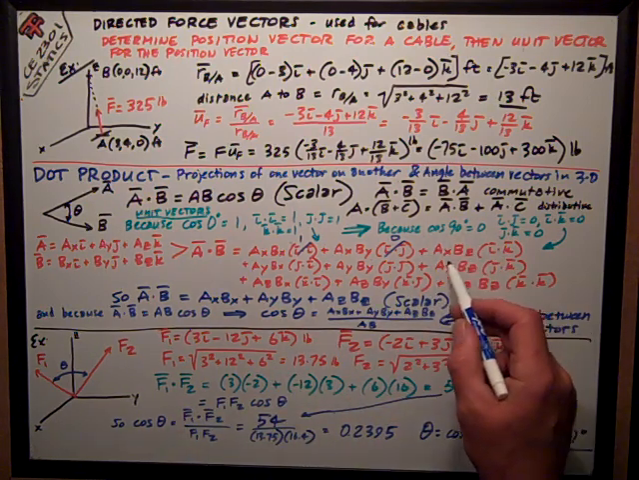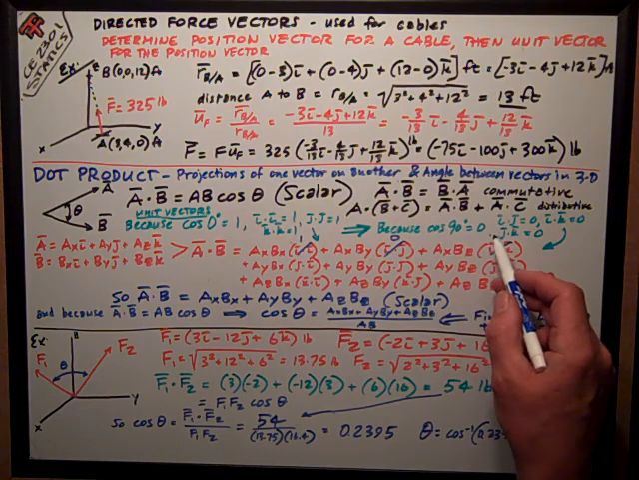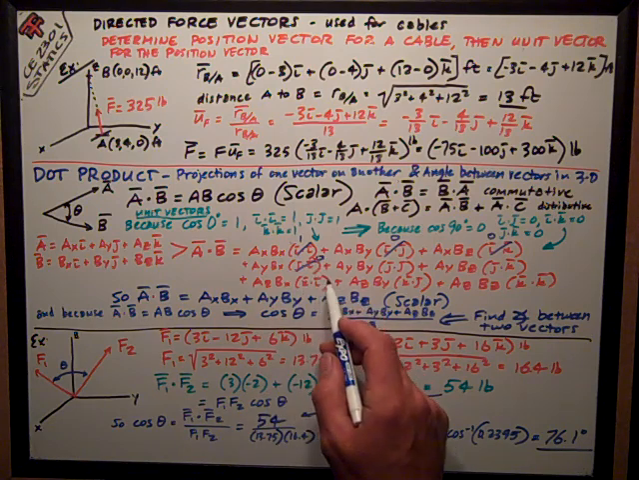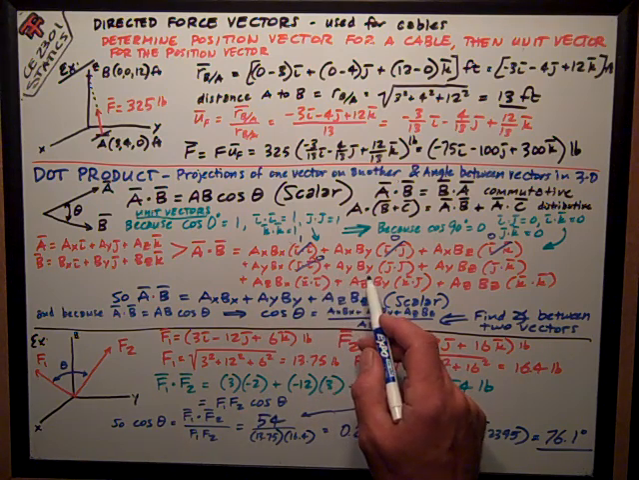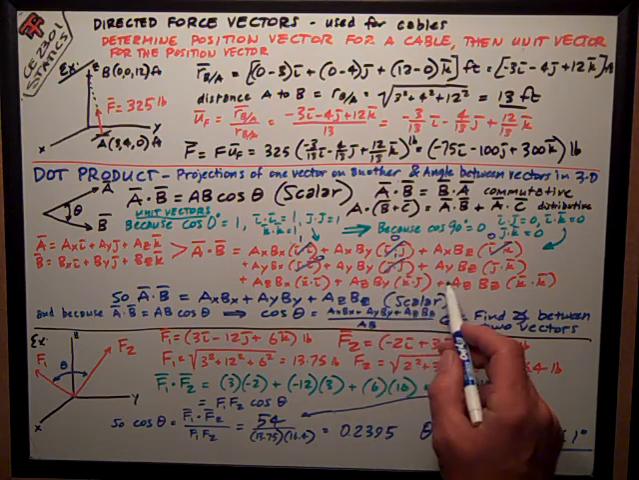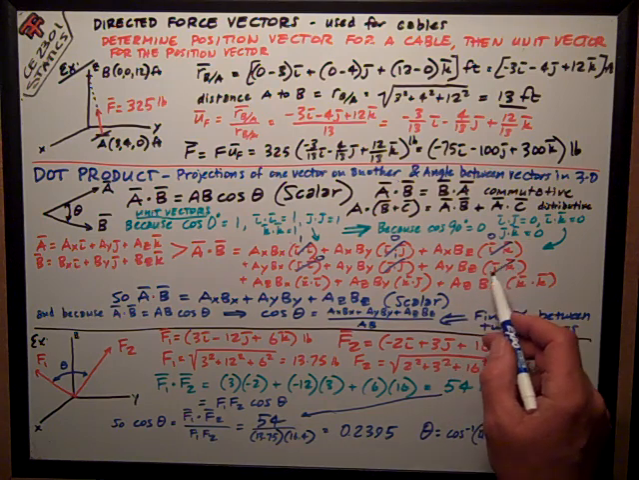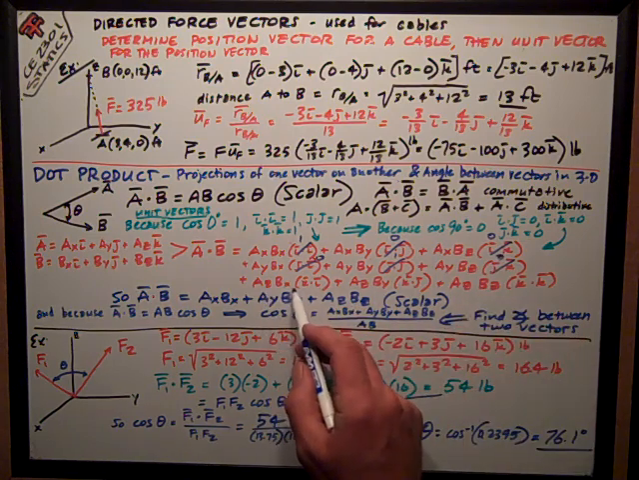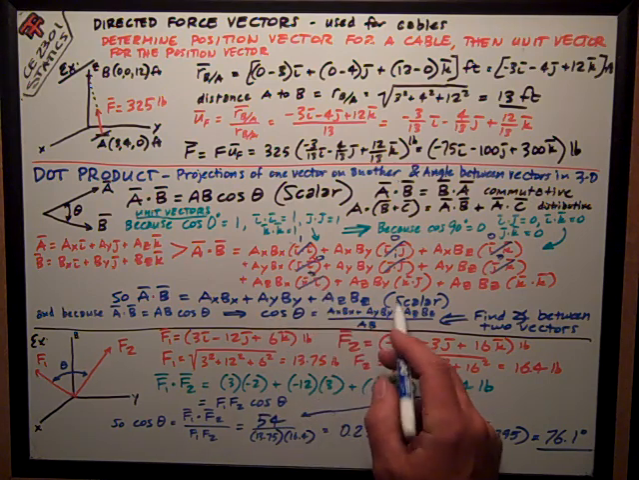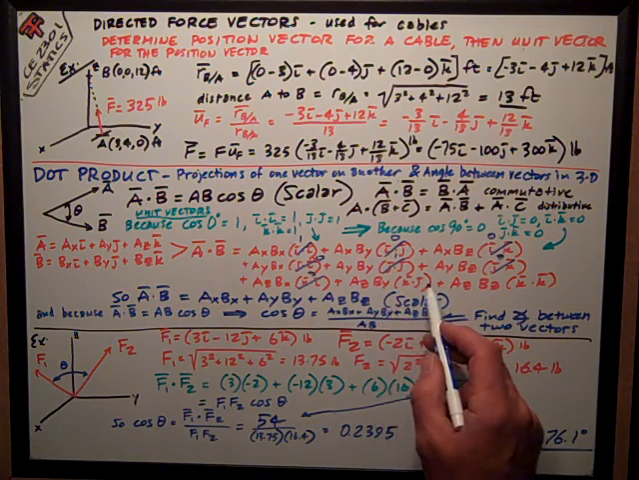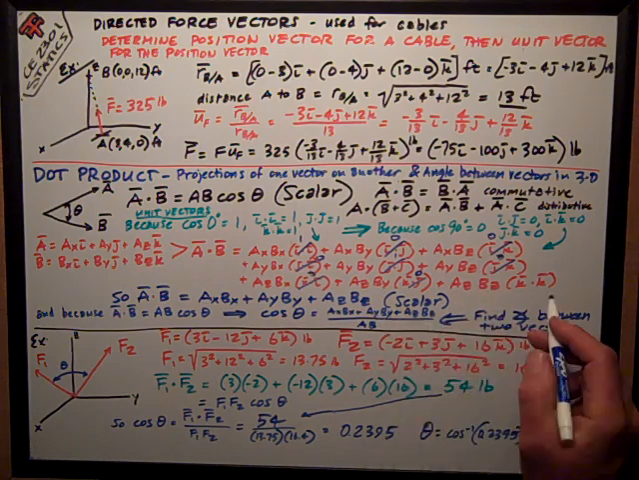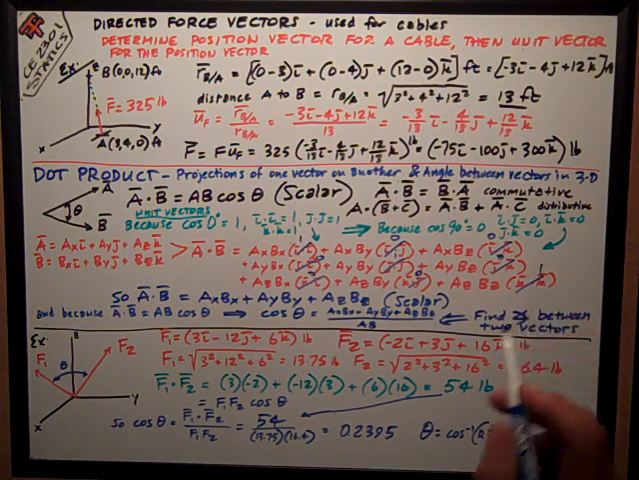Similarly, AXBZ goes to 0. AYBX goes to 0. Perpendicular. AYBY are both j dot j, so that goes to 1. AYBZ goes to 0. AZBX, those are perpendicular, goes to 0. AZBY, perpendicular, goes to 0. AZBZ, parallel, k dot k, goes to 1.